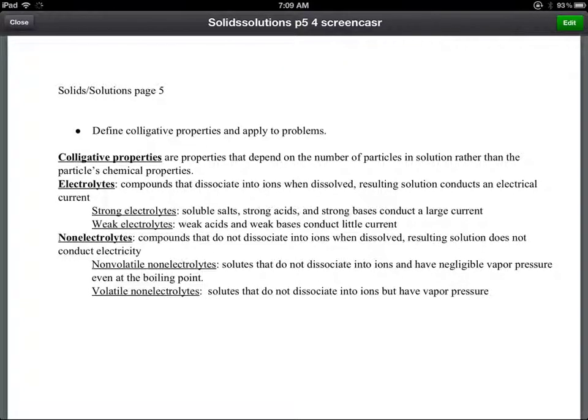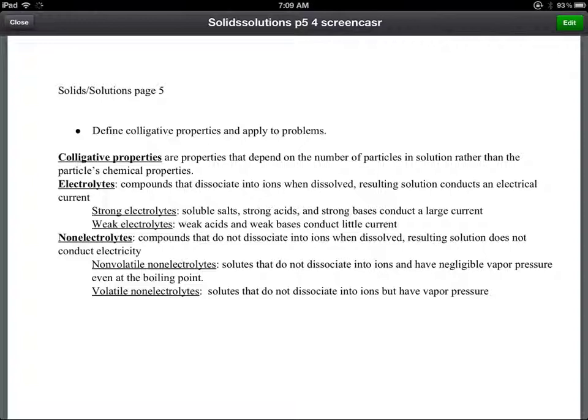Okay, you should have out your worksheet on solids and solutions, note sheet for page 5, to be able to take notes on this screencast. This page is on colligative properties and problem solving with colligative properties. Colligative properties are properties that depend on the number of particles in solution rather than the particle's chemical properties. So again, we're dealing with solutions, so we're looking at intermolecular forces at work here and not chemical bonding.